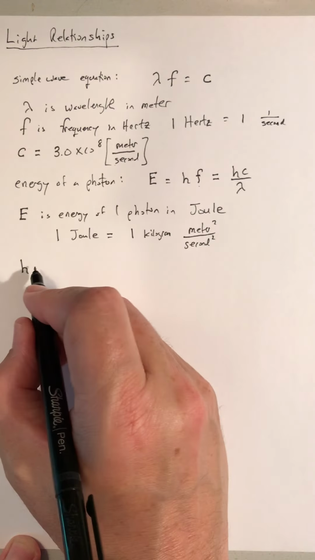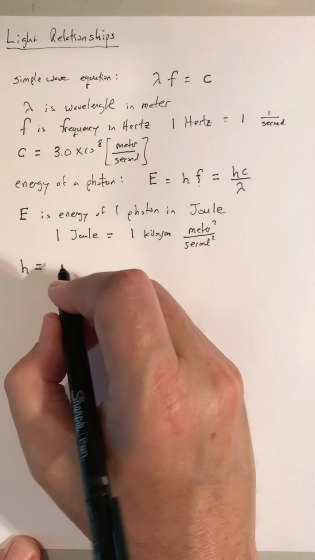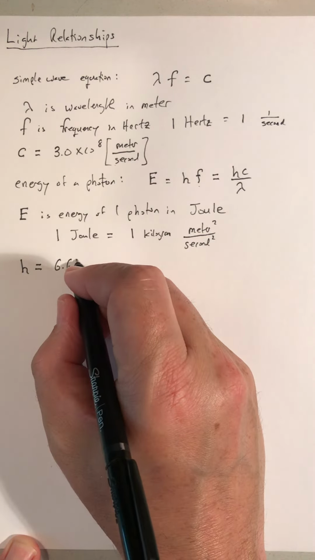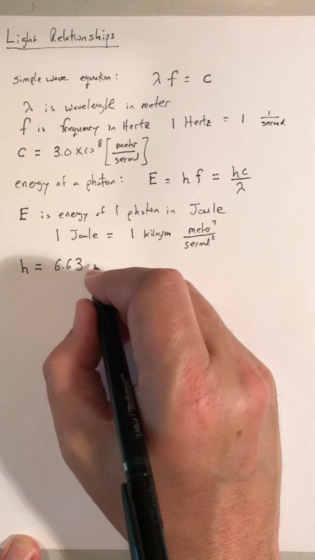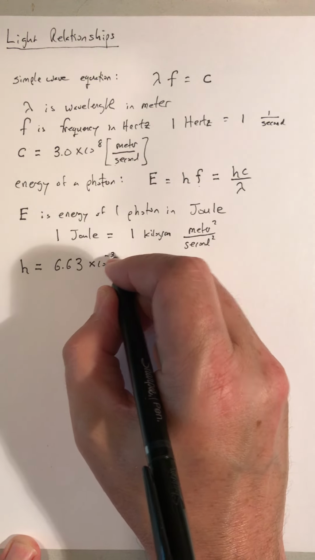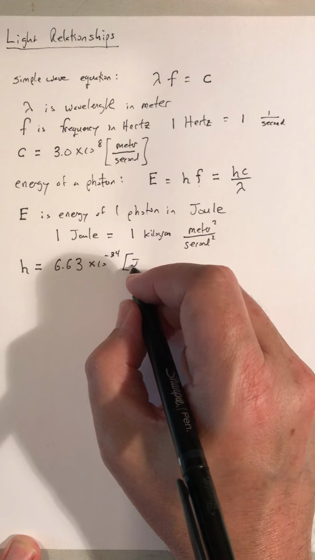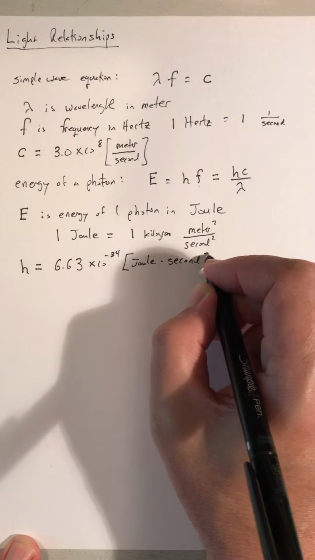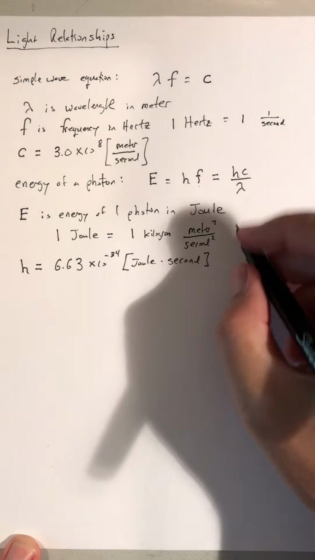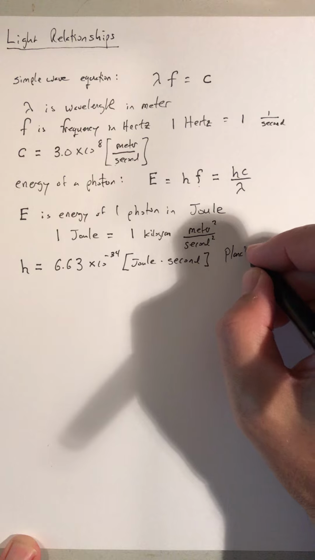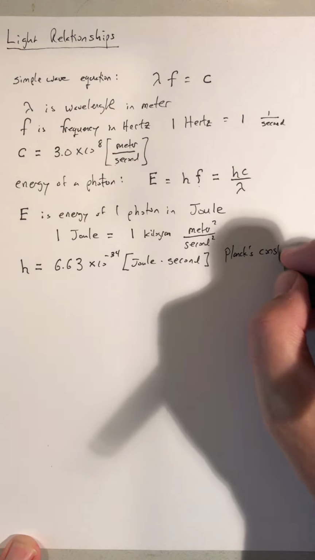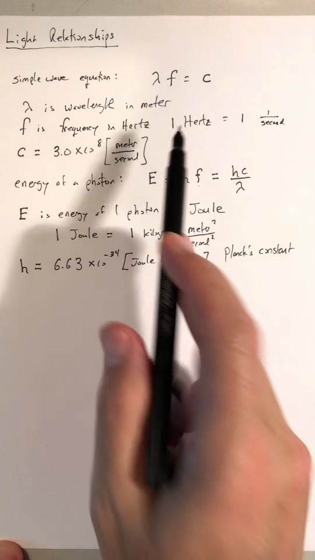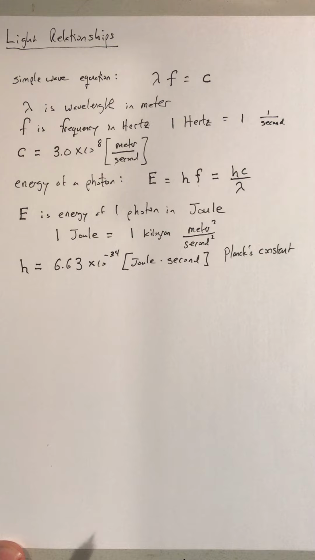Lowercase h is Planck's constant, which sets the scale for quantum phenomena. It's a very small number, 6.63 times 10 to the minus 34, and it is in units of energy times time. So that's joule second. And that is Planck's constant. And f is the frequency in hertz, just like we had above.